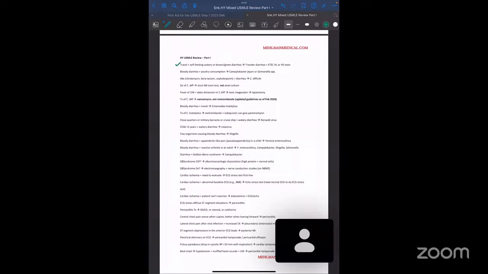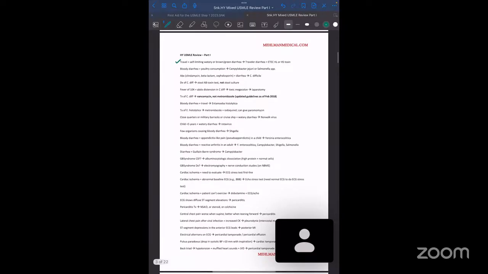Bloody diarrhea plus poultry consumption, think Campylobacter jejuni or Salmonella species. After getting antibiotics, clindamycin, beta-lactam, cephalosporin, plus diarrhea, think C. diff. How do we diagnose C. diff? With the stool A and B toxin test, not stool culture.